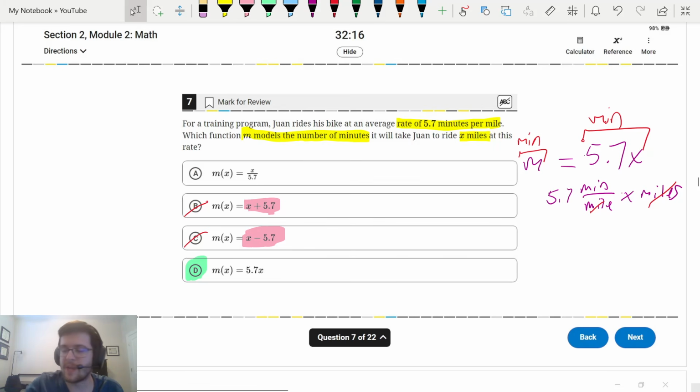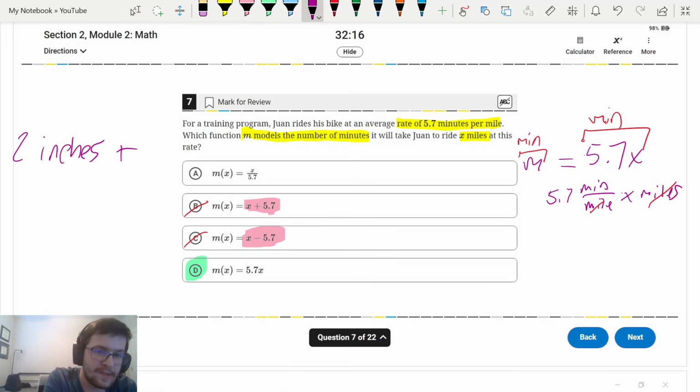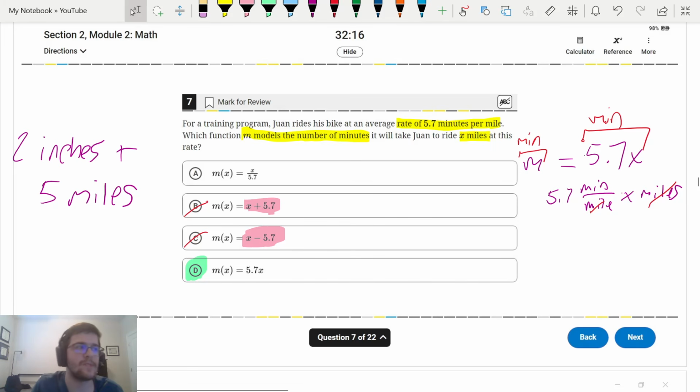Anytime you're adding or subtracting stuff of different units, it's wrong. Okay, you can't do that, right? Like, think about it. If I did 2 inches plus 5 miles, that just doesn't make any sense. Okay, so always check the units. All right, that was trickier than I originally thought. Anyway.